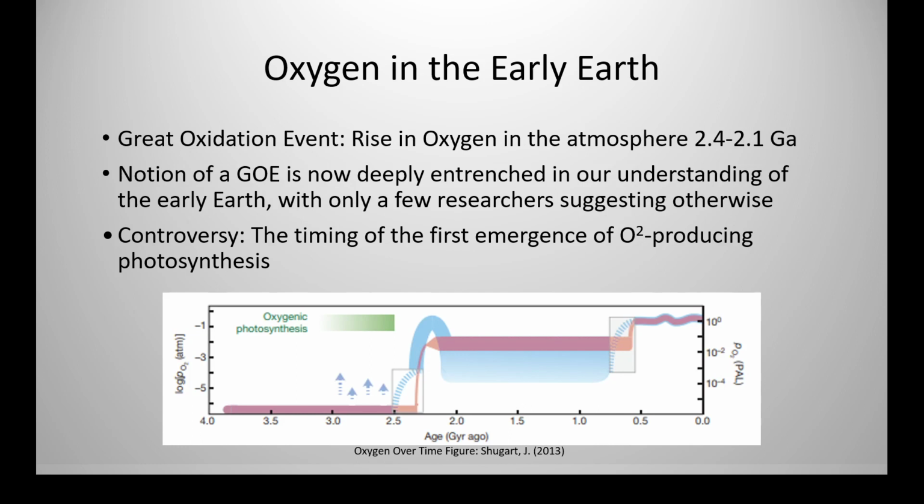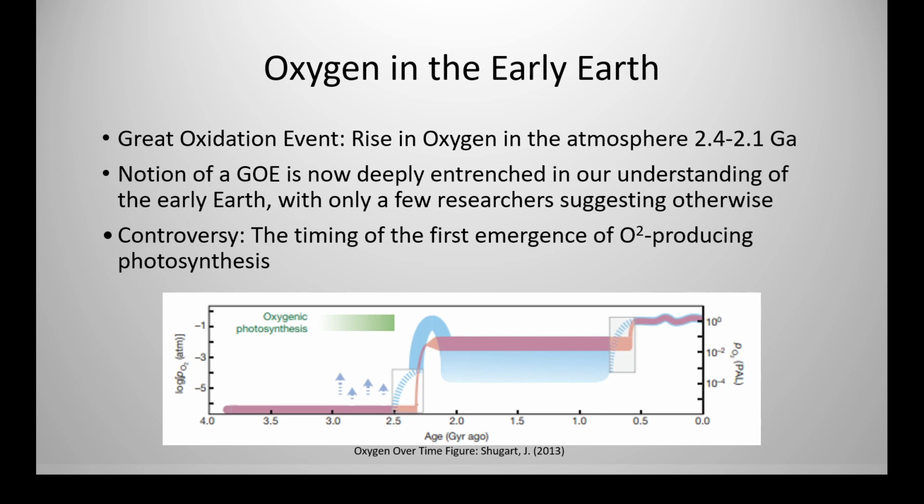Now talking about oxygen in the early Earth. So first, the Great Oxidation Event. There was a rise in oxygen that occurred in the atmosphere from 2.4 to 2.1 billion years ago. This notion of the GOE, or Great Oxidation Event, is deeply entrenched within our understanding of the Earth, with only a few researchers suggesting otherwise. So this concept is well understood, and we're going to be representing this as the true fact of this presentation.